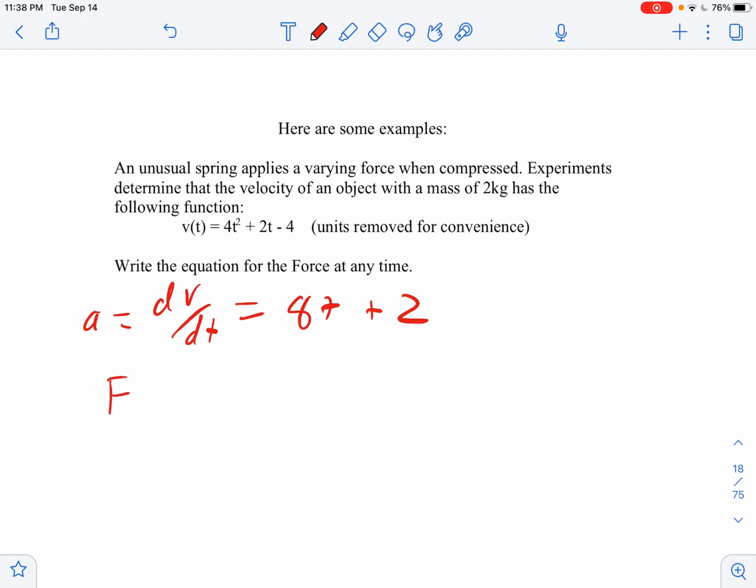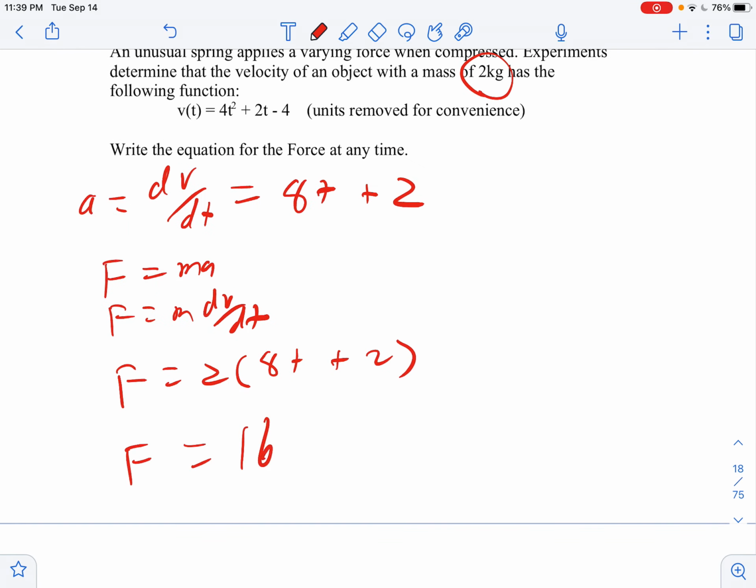Because F equals ma, or if you prefer the more generalized form, m dv/dt, I'm just going to take the mass, which is 2 kilograms, and multiply that by the function for the acceleration.